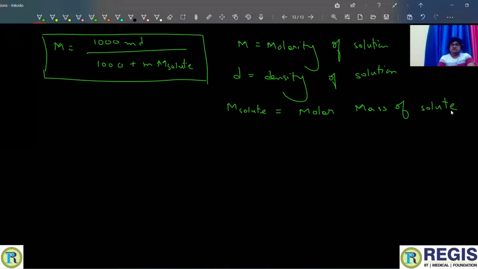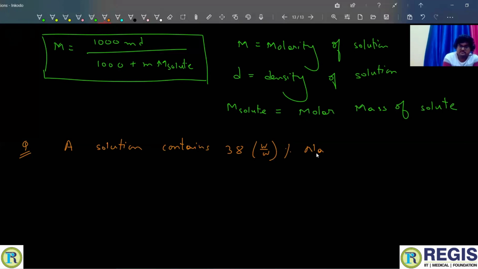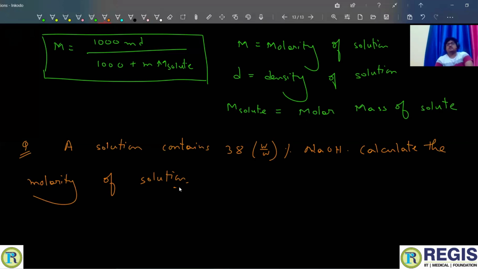Okay, is it clear? Any doubt regarding this part? Tell me. Do you have any doubt? Okay, giving you two questions, try to solve it. First question: a solution contains 38 weight by weight percent NaOH. Calculate the molality of solution. Okay, try to solve it.